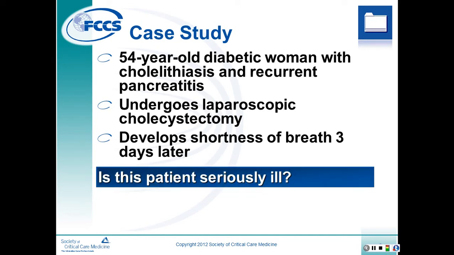So the first question, is this patient seriously ill? Well, I'll answer this one for you. If she wasn't, we wouldn't be talking about her, okay? You have to suspect this patient is seriously ill. What sort of things, just based on this short presentation, should heighten your awareness that there could be something significantly wrong here? I'm sorry? She's diabetic.